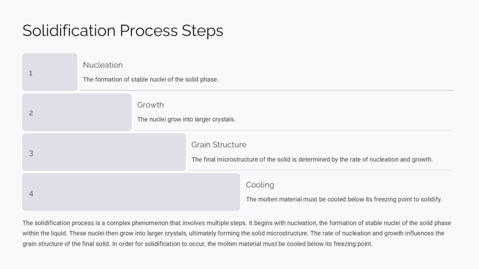The rate of nucleation and growth influences the size and distribution of the grains in the final material. Cooling the molten material below its freezing point is crucial for solidification to take place. Understanding these solidification process steps is important for controlling the properties and microstructure of cast or solidified materials.